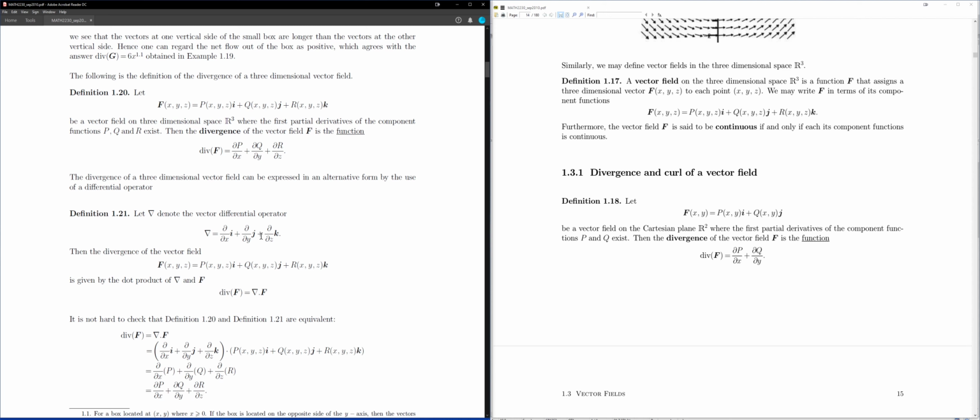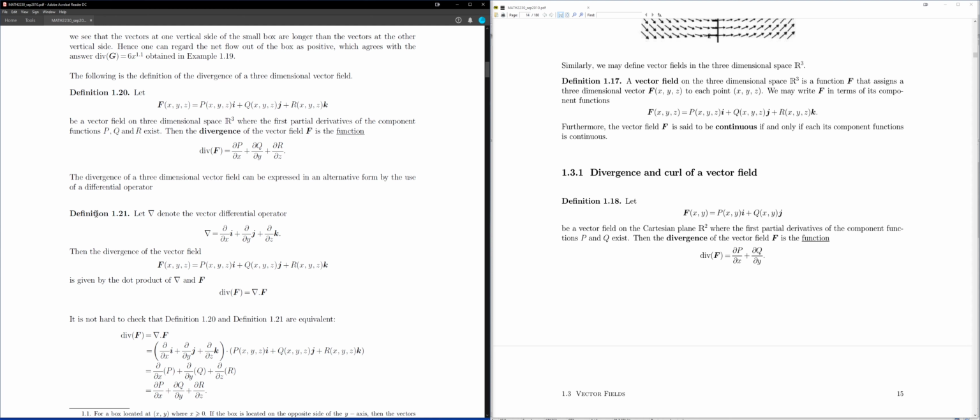Okay, so let's look at an alternative way of expressing the divergence of F. You're going to use this vector differential operator, which is called del, or also called nabla if you're more into differential geometry. But in this course, we call it del.